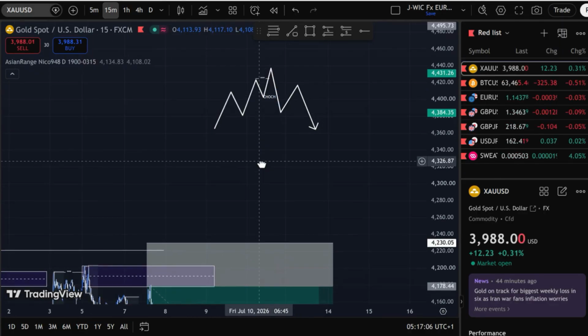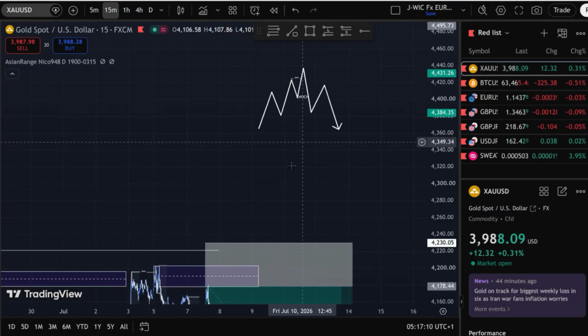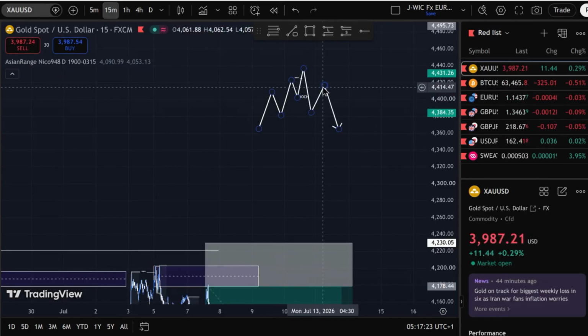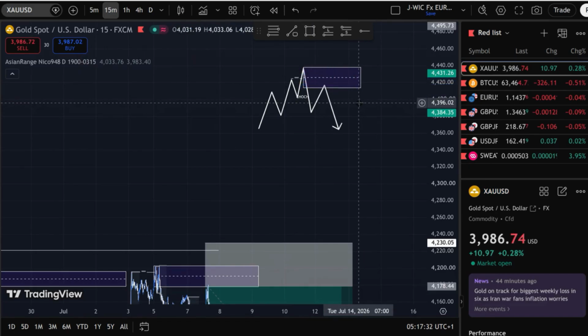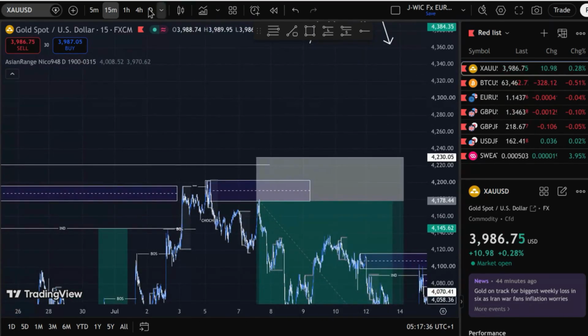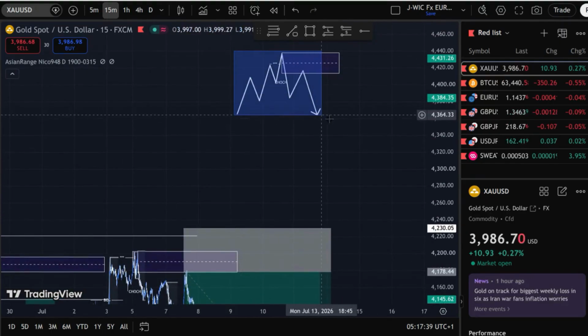Okay, so once this is confirmed and you have this in your zone, the zone you've mapped out, just wait for a retracement to probably around 61.8, or a very clean order block that might be there. If there's any good order block, you can then take entry. So let me explain what I was saying.